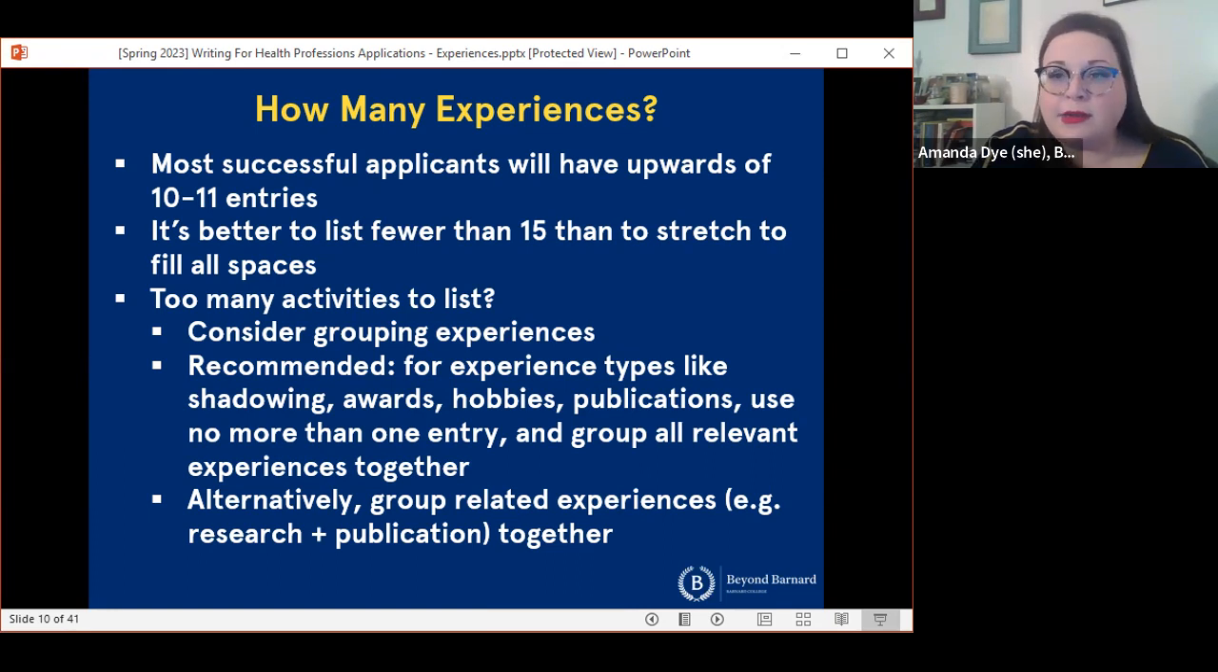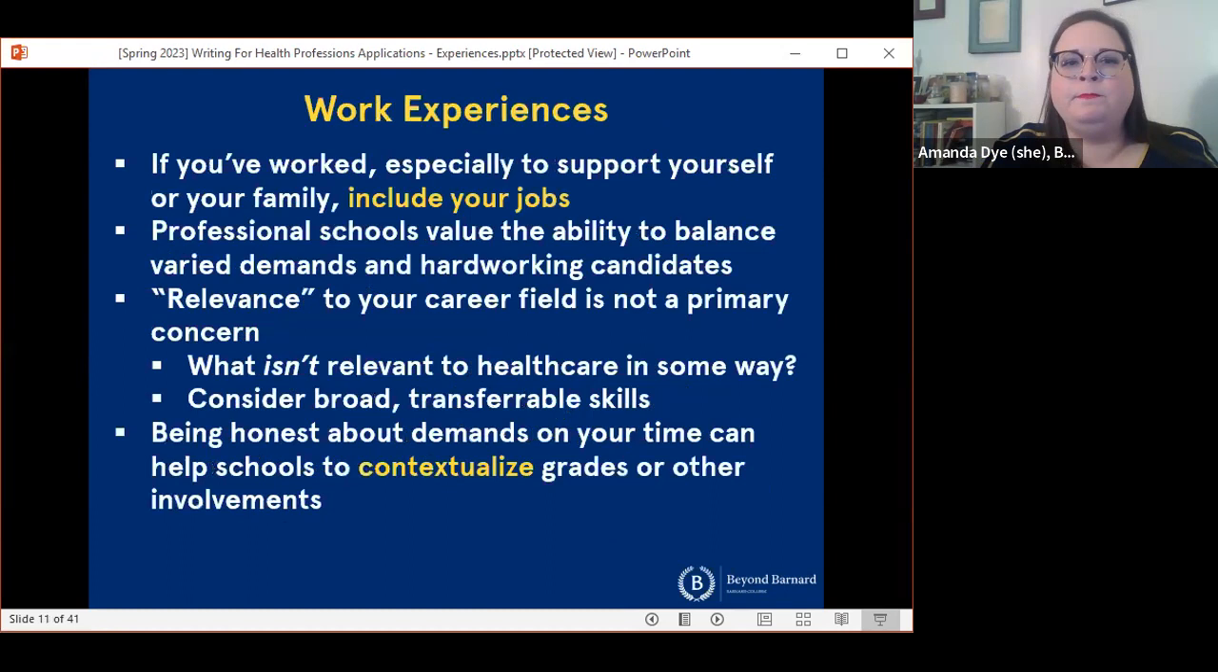Alternatively, you can group related experiences together. So let's say you have a research experience from which a publication came. You could mention the publication in the context of your research entry. You don't necessarily have to have a separate entry for the publication if you don't have the space for it.